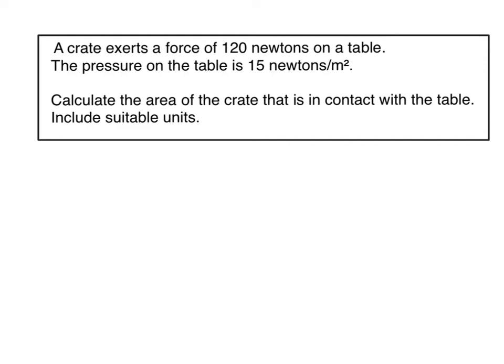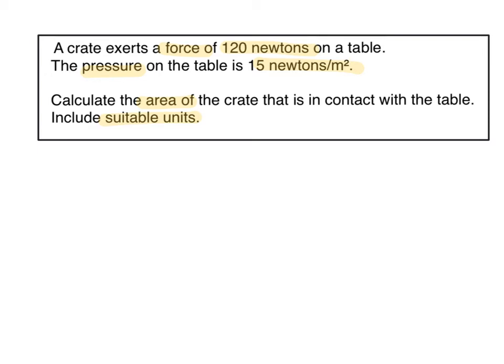A crate exerts a force of 120 newtons on a table. The pressure on the table is 15 newtons per metre squared. Calculate the area of the crate that is in contact with the table. To calculate the area, include suitable units.